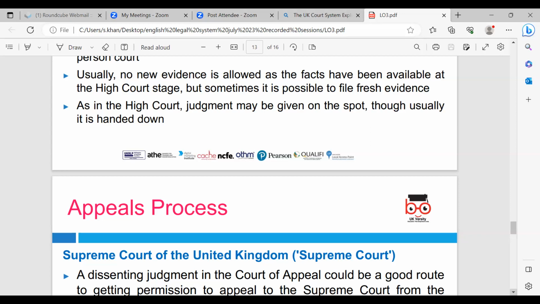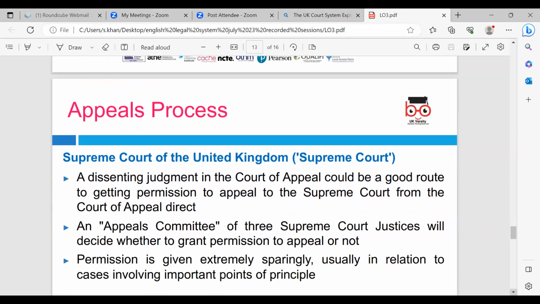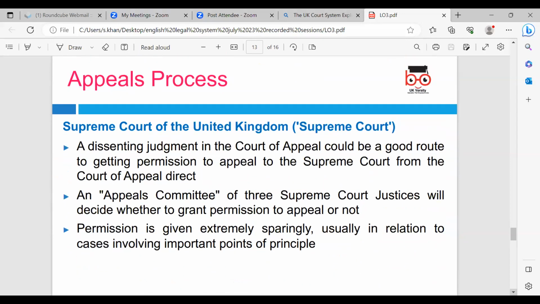And like we said earlier, if the appeal is granted, it's heard by the 3 judges, and they will consider the facts, a brief and a skeleton argument, and then identify whether the appeal is allowed. The appeals process at the Supreme Court.